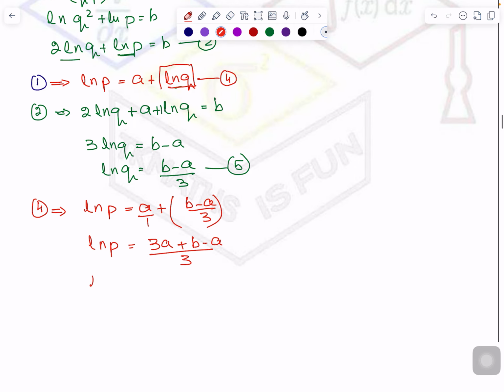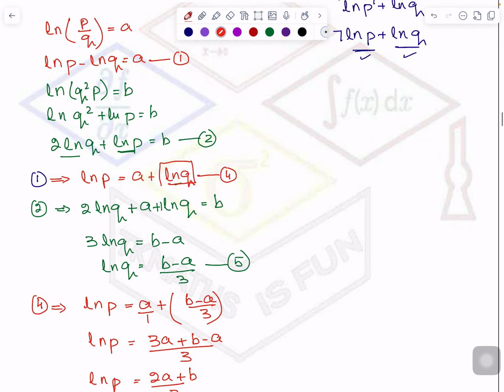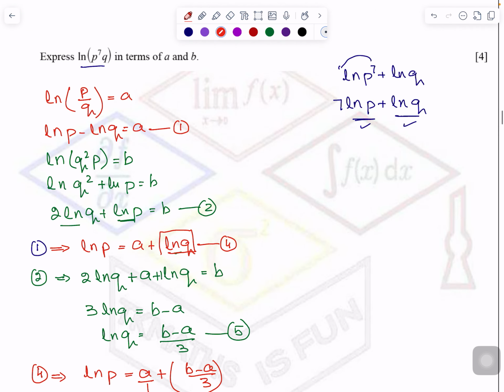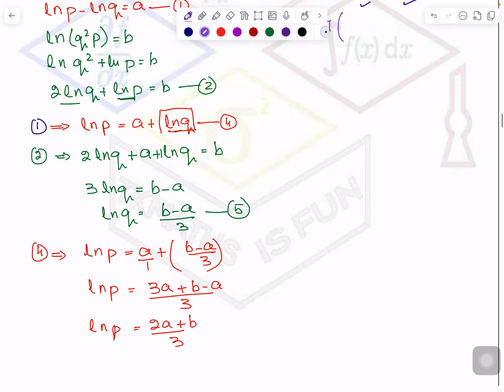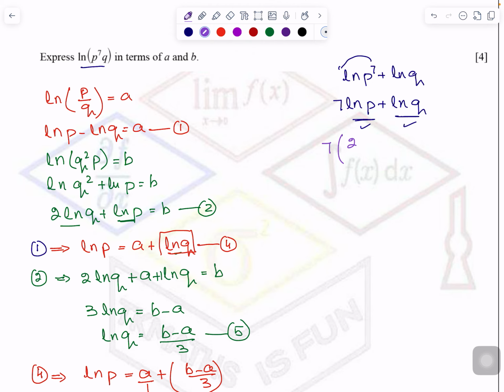So ln p will become (2a + b)/3. Now I will go to the given equation, which is 7 ln p + ln q. So I'm going to substitute the value here of ln p. So ln p was (2a + b)/3.